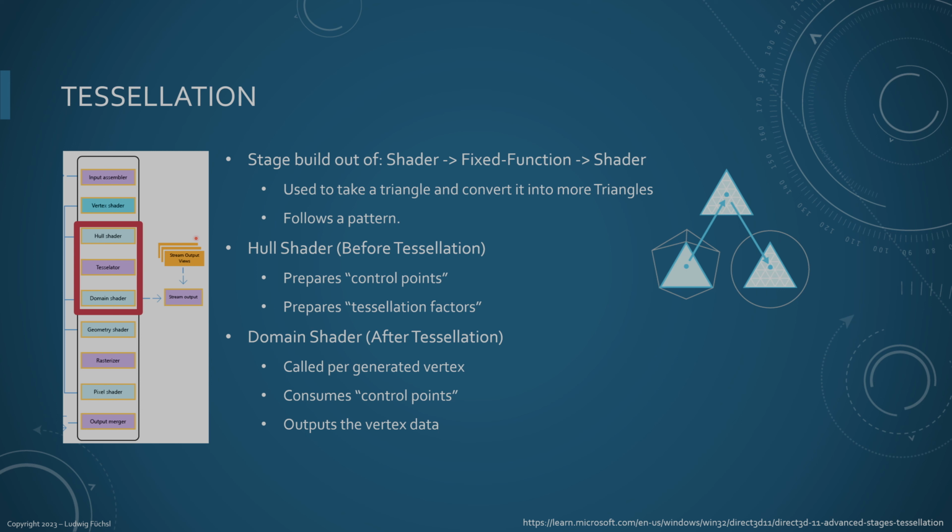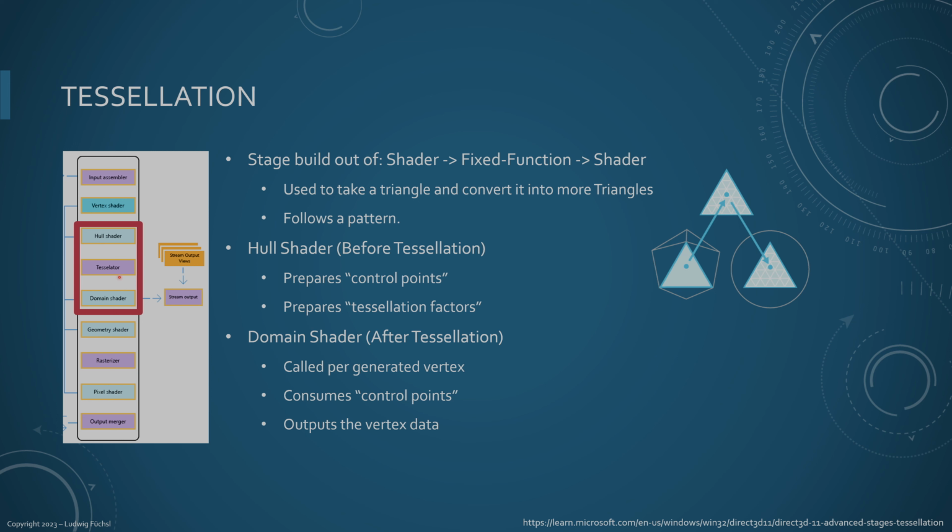Now, the tessellation stage actually has 3 steps: a hull shader, a tessellator, and the domain shader. So all of these 3 parts in the pipeline are used for tessellation. The general idea is we have a shader, that's some custom programmable code. Then we are feeding the data into a tessellator, a fixed function unit. And then the tessellator is invoking the domain shader, which is again a programmable unit. Now the job of the tessellator is very simple. The tessellator just takes a triangle and makes more triangles out of it.